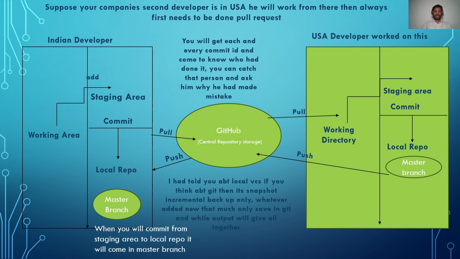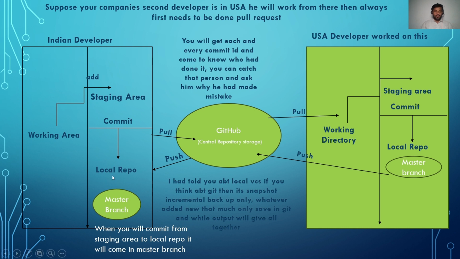You will get each and every commit ID and come to know who had done it. You can catch that person and ask him why he made mistakes, right? So using Git, you can get everything, like while modifying files, or if someone made any changes, with the commit ID you can come to know that person, and his name also. So Git is very important.